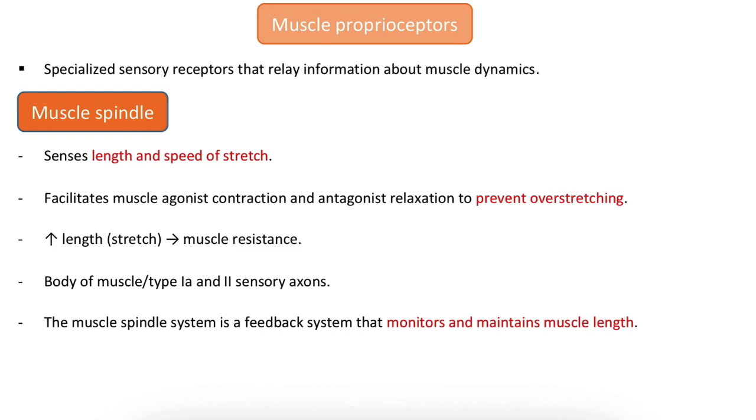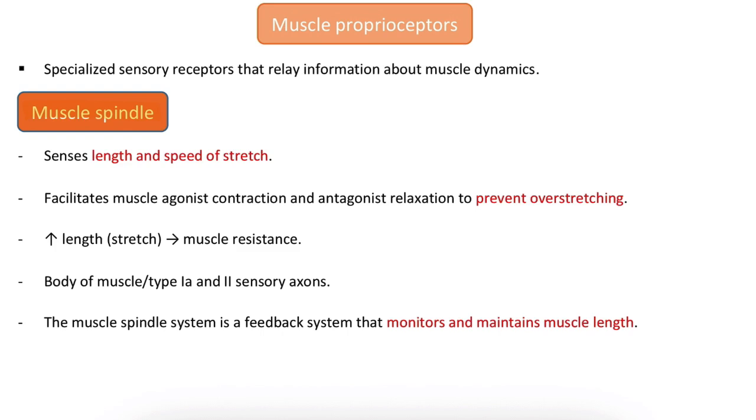First, we are going to discuss the muscle spindle. The muscle spindle is a stretch sensor. It is a sensory receptor located within the body of the muscle. It senses muscle length and speed of stretch, innervated by type 1A and 2 sensory fibers. When a muscle is stretched, it sends signals via sensory neurons to the spinal cord. It facilitates contraction of the agonist muscle and inhibition of the antagonist.